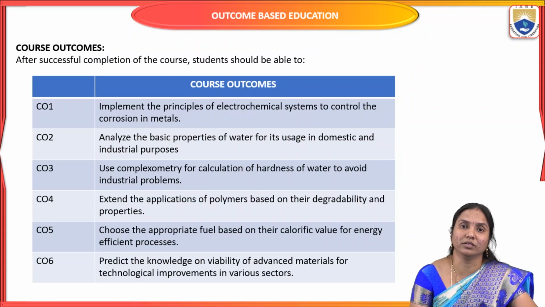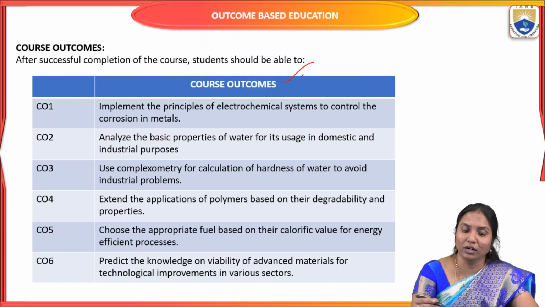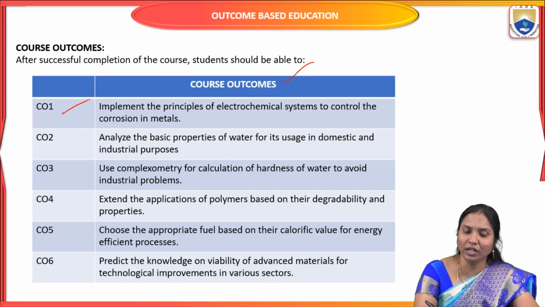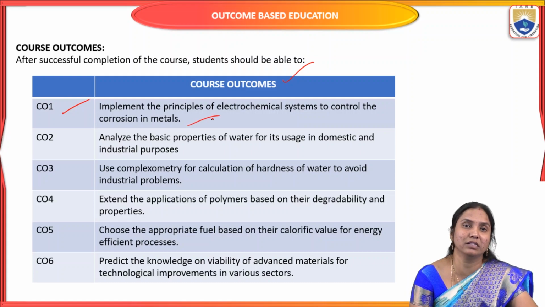Next, course outcomes: what the student is able to learn after completion of the course. Generally these are identified by the faculty who teach that subject. Coming to my subject, chemistry: after successful completion of the course, students should be able to do the following. Here 6 COs are given. CO1 is implement the principles of electrochemical systems to control corrosion in metals. When you teach module 1, students should be able to implement the principles of electrochemical systems to control corrosion in metals.